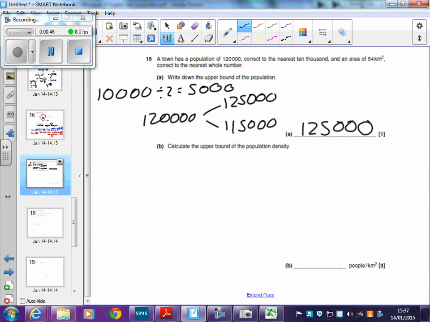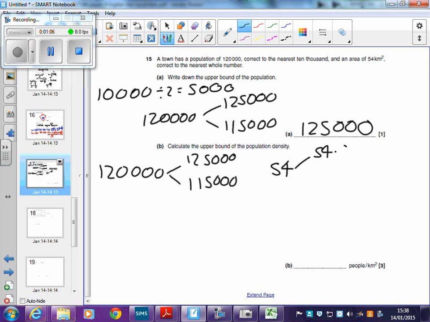Alright, we need to calculate the upper bound of the population density. Always write down all of the upper and lower bounds, because if you pick the wrong one to do your sums, you're at least going to get the marks for writing down the different things. So we've got the population, which we did just before. We've also got the area, which is to the nearest whole number. Half of a whole number is a half, so upper bound 54.5, lower bound 53.5.